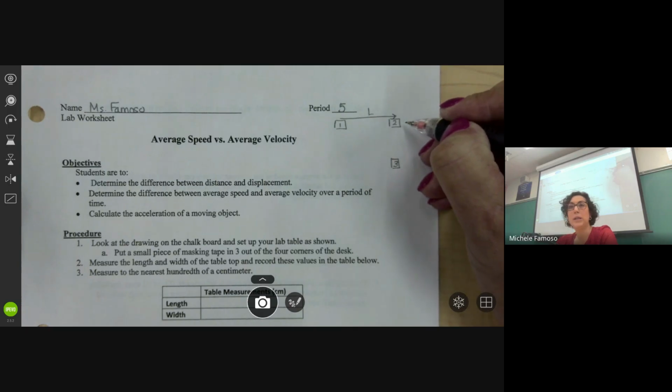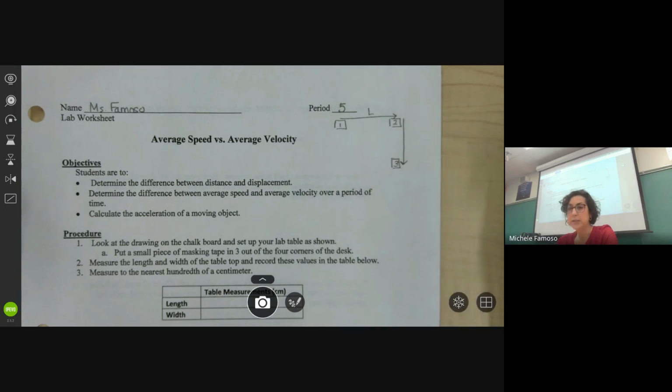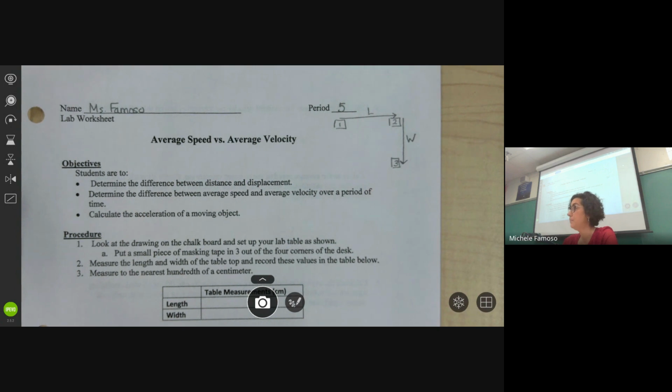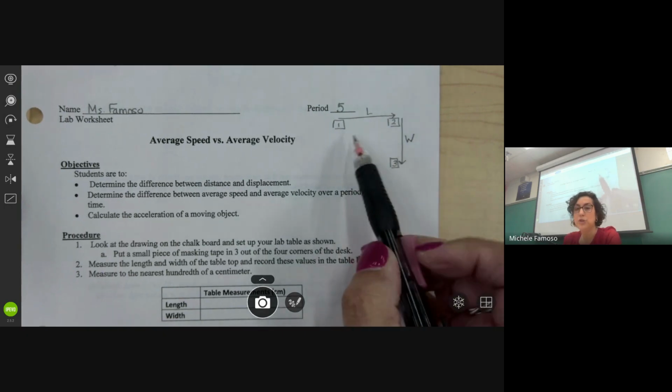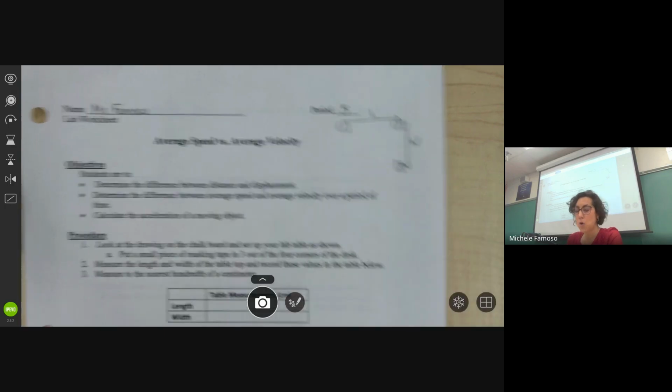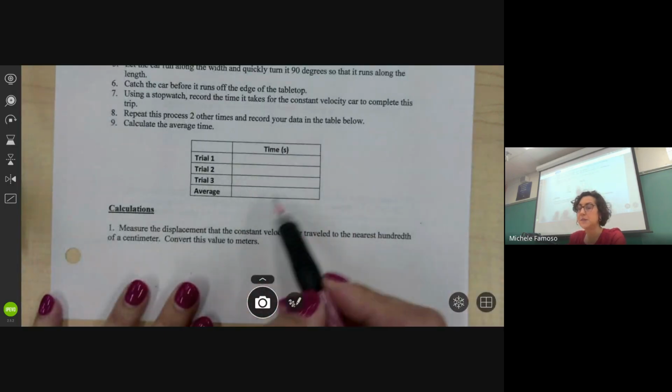And then we're going to quickly turn it as it's on and have it continue on to the middle of tape number 3. That's what we're going to call the width. And as it does that, we're going to be timing it as it goes from 1 to 2 to 3 and recording those times here in this table.